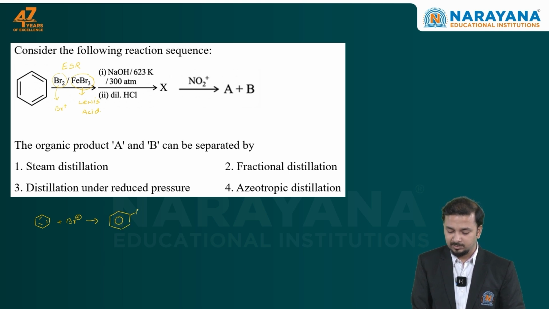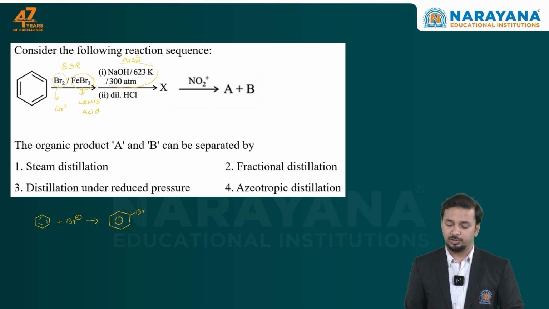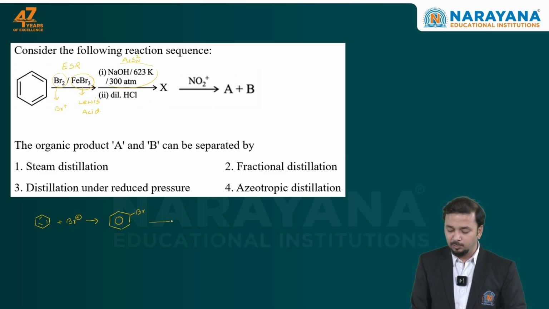This is first. Now this bromobenzene is treated with NaOH at 623 Kelvin and 300 atm pressure. This is ArSN2 reaction, aromatic bimolecular nucleophilic substitution reaction. In this case, the nucleophile, which is OH minus, can attack on this carbon, and this Br minus will depart from here, which will lead to formation of phenoxide ion.